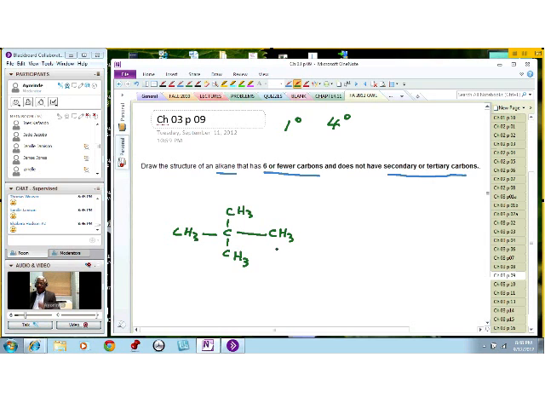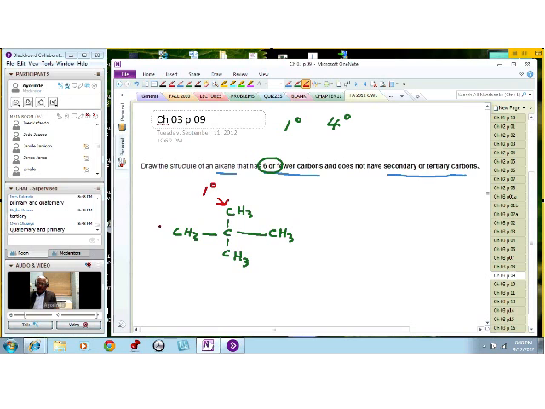What is the molecular formula for this molecule? Anybody know? How many carbons do I have here? Somebody is giving me the answer. Great, 5. So it meets the requirement. They say we could use 6 carbons or less. Now, what types of carbon do we have in this molecule? Primary and quaternary. Exactly. So we answer the question they want us to answer.